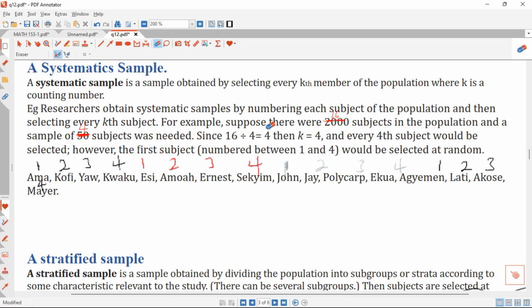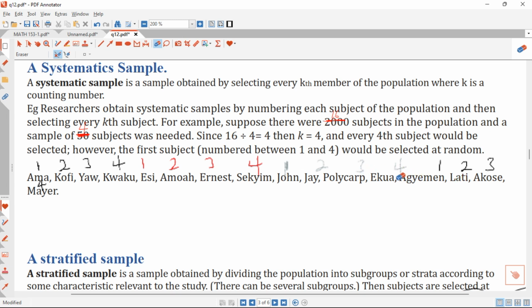But how can we select these 4 participants? We are just going to group the names into 4 different sections. Amma, Kweku, Amma, Kofi, Yao, Kweku will form one group. Esi, Amwa, Ernest, Sechin will form one group. John, Polycarp, Ekuya, Ajimai, Liti will form the next.